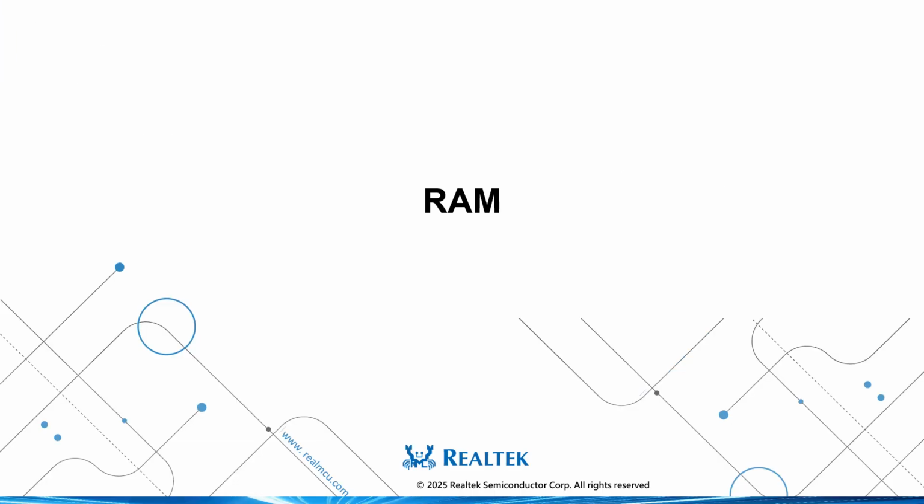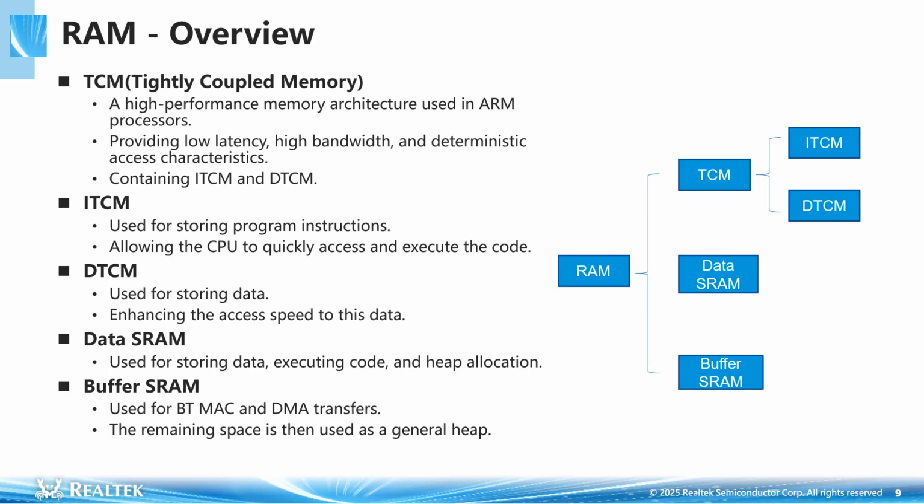Next, we will introduce the RAM. RAM is generally divided into 3 categories: TCM, data SRAM, and buffer RAM. TCM is present only in certain models of ICs and is a high-performance memory architecture used in ARM processors. It focuses on providing low latency, high bandwidth, and deterministic access features, and it includes ITCM and DTCM.